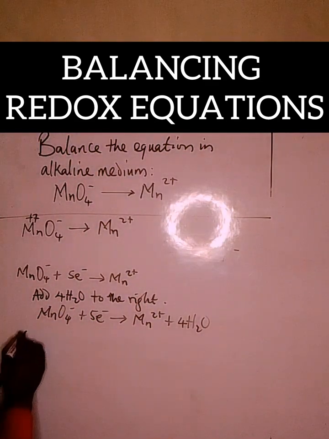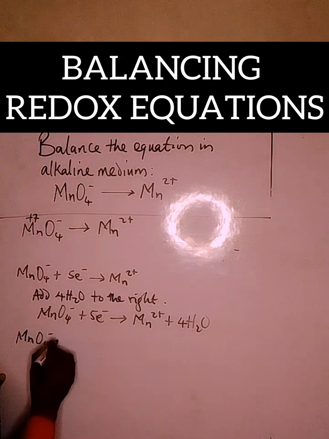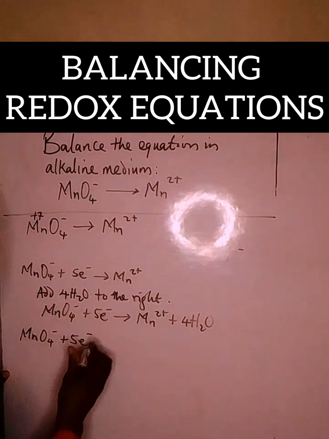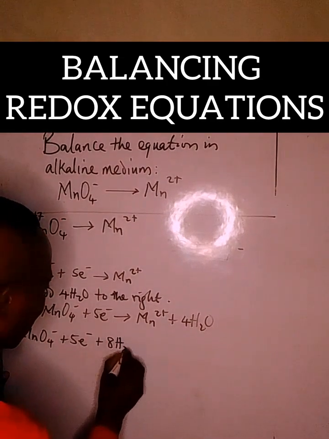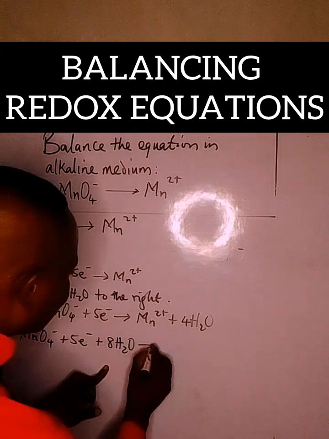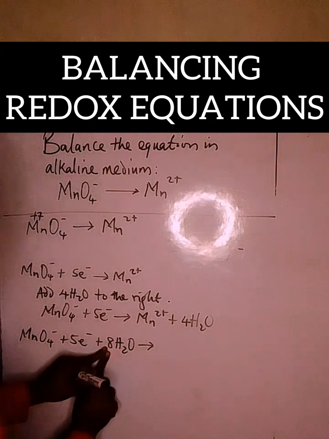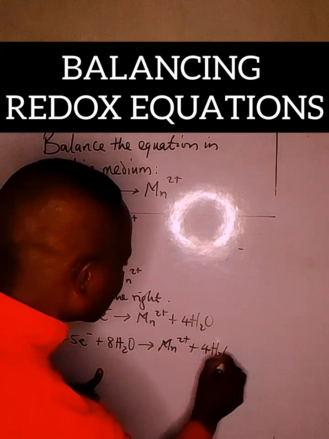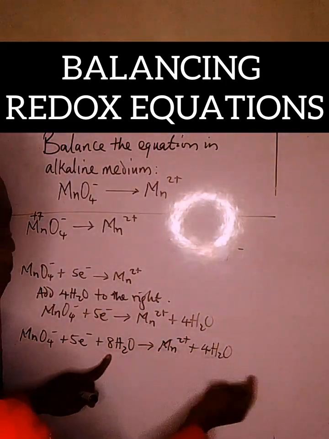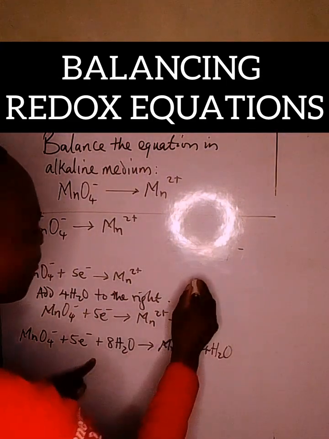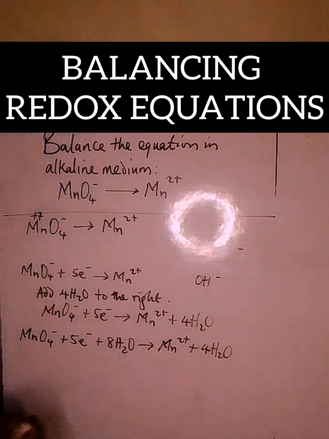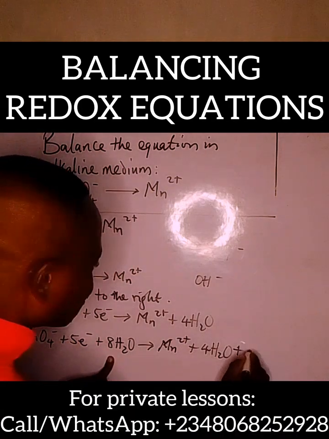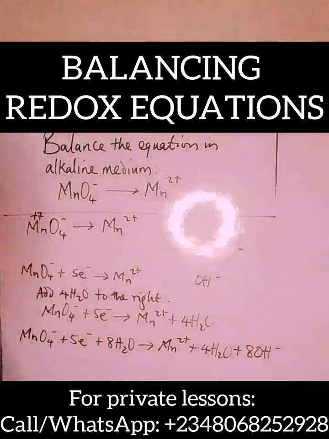So we have MnO4- plus 5 electrons plus 8 water molecules to the left, 4 times 2, 8, to afford Mn2+ plus 4 water molecules. And also, you will add 8 molecules of OH- to the right, because this is alkaline medium. Alkalines have OH. You add it to the right, we have 8 OH-.